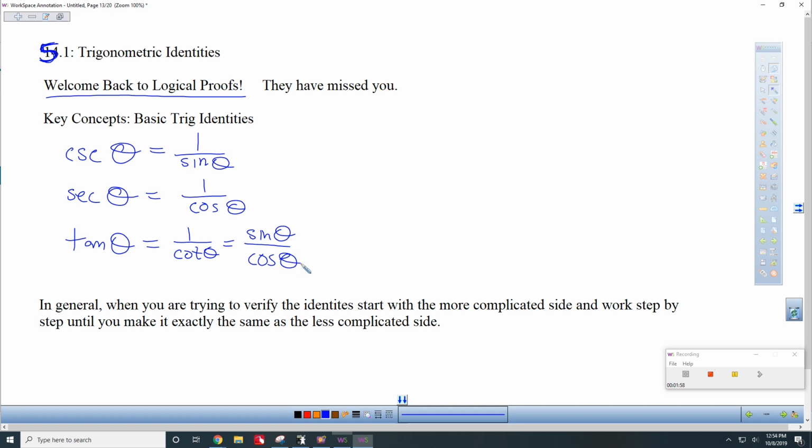Okay? And then similarly, I'm not going to write all these out, but the sine of theta is equal to 1 divided by the cosecant of theta.